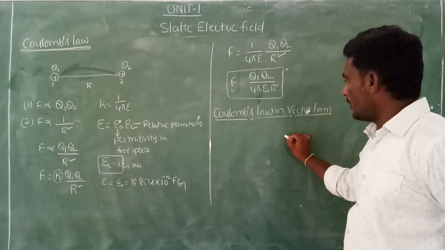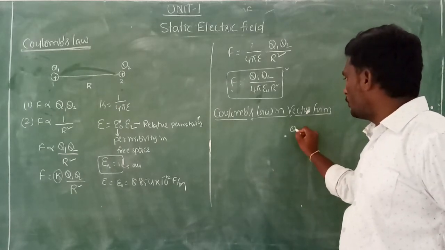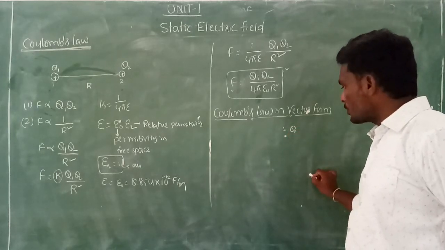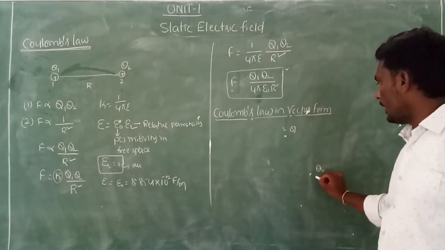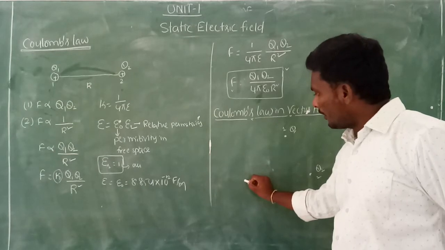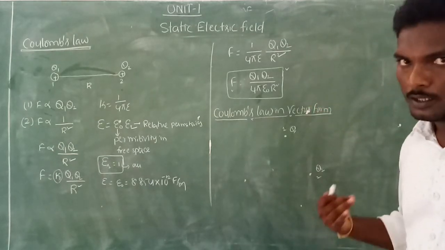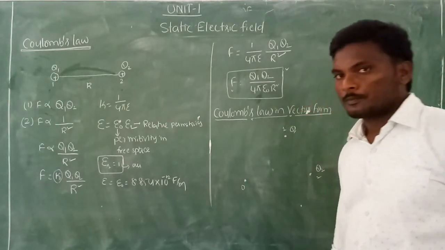Suppose you have a point charge here, with magnitude q1 at position 1, and you have one more charge with magnitude q2 at position 2, and you take a coordinate system, a Cartesian coordinate system, where you have an origin here, this is the origin.